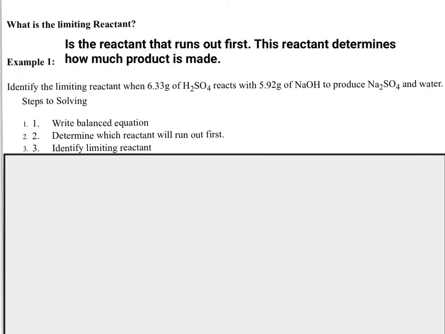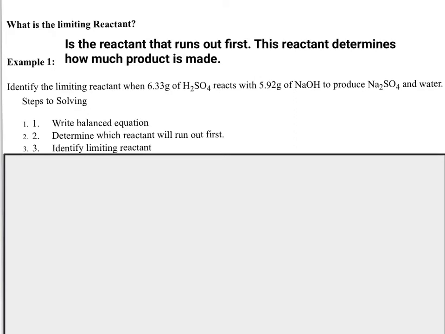Because it runs out first, that will be the specific one that determines how much product is made. Why? Because if the reactant runs out first, there's no more reaction that can occur. So once you use up all the lowest amount of material, that's how much product you would be able to make. All right, so let's dig deeper into this and see how we can solve these problems.